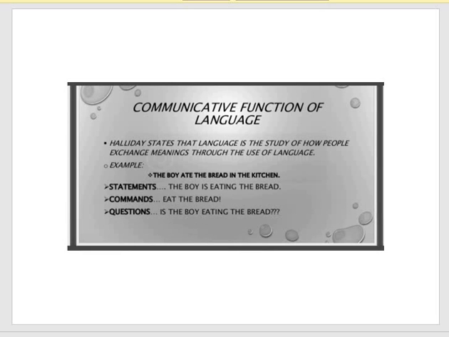Communicative function of language. Halliday states that linguistics is the study of how people exchange meanings through the use of language. For example, the boy ate the bread in the kitchen. Statement: the boy is eating the bread. Command: eat the bread. Question: is the boy eating the bread? This is a communicative function of language, how you can convey your message differently.